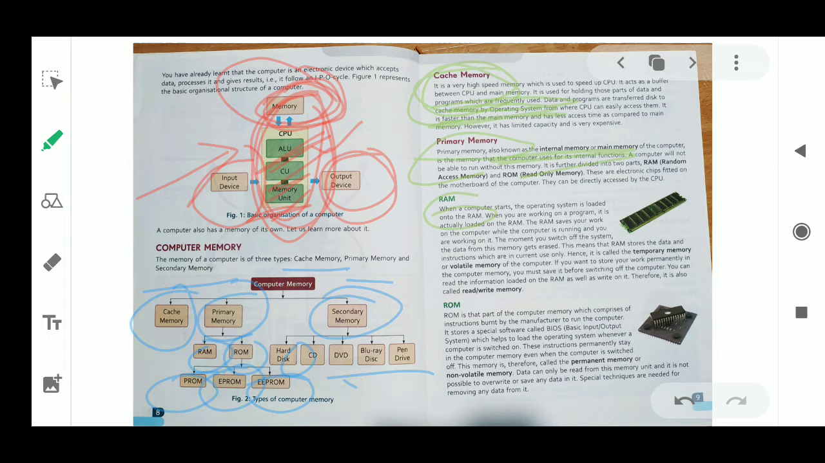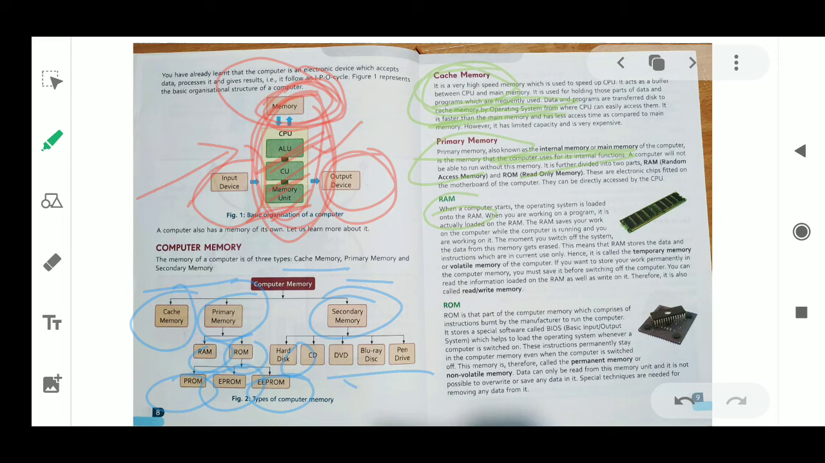When the computer starts, the operating system is loaded on the RAM. When you are working on a program, it is actually loaded on the RAM. Whatever we are working on at the time, that particular program is loaded on the RAM. The RAM saves our work on the computer while the program is running.